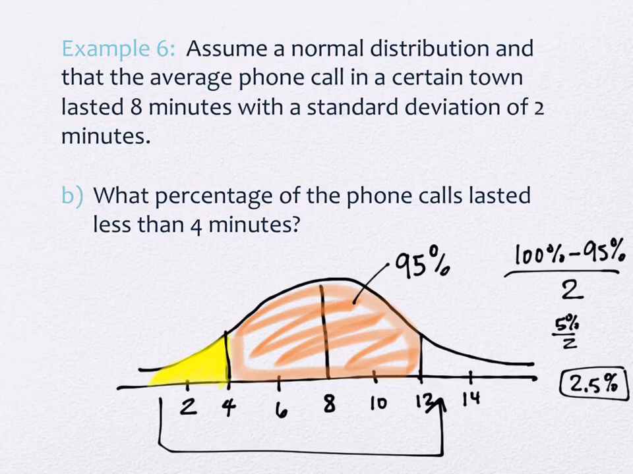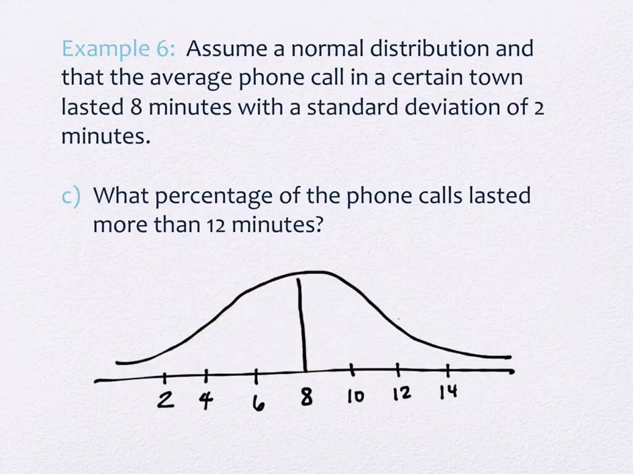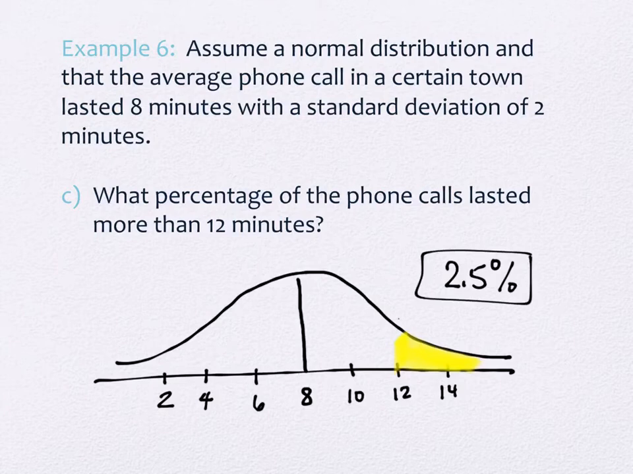Okay, so we're always trying to look back at how I can use the data that I have, the empirical rule itself, to find out what I need. How about phone calls lasting more than 12? Well, that would be 2.5%. How come? It's the exact same as the other side. It is. It's just the other side, right? Yeah. So this is the same 2.5%. It's the other piece that I didn't have before. So I've got another 2.5%. Okay, makes sense?